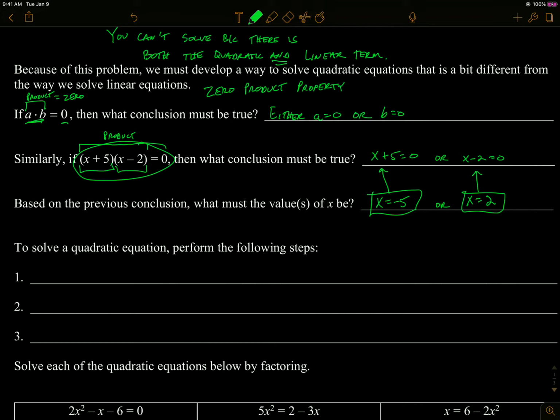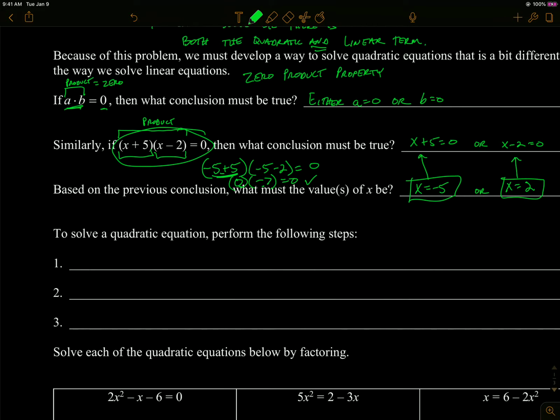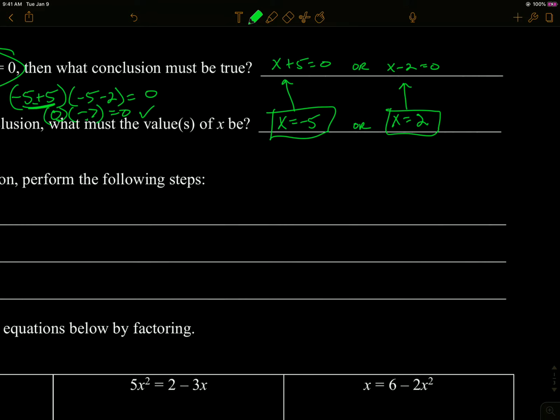If I plug in negative 5, I get negative 5 plus 5 times negative 5 minus 2 equals 0. Negative 5 plus 5 is 0, and negative 5 minus 2 is negative 7. So I get 0 times negative 7 equals 0. That's true. That makes negative 5 a solution. Similarly, if we plug in 2, I get 2 plus 5 times 2 minus 2 equals 0. Well, 2 plus 5 is 7, 2 minus 2 is 0, and 0 times 7 is 0, so that's also a solution. So those are our two solutions.